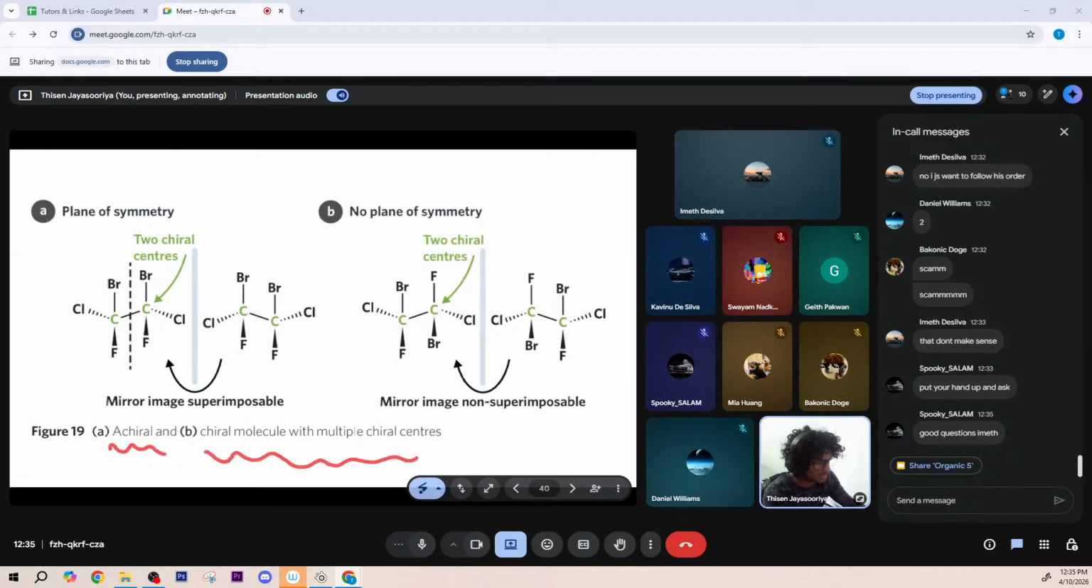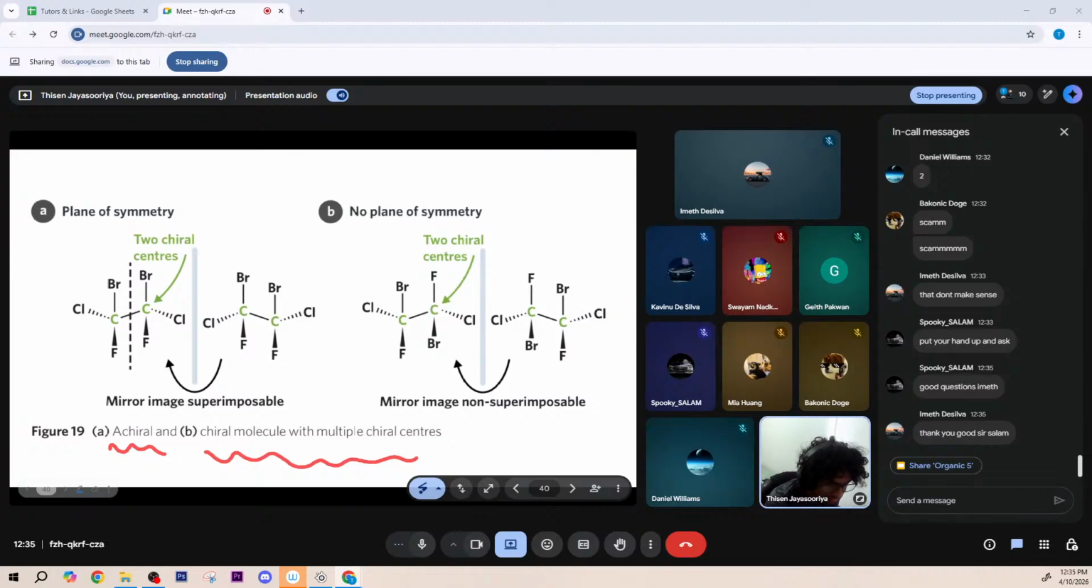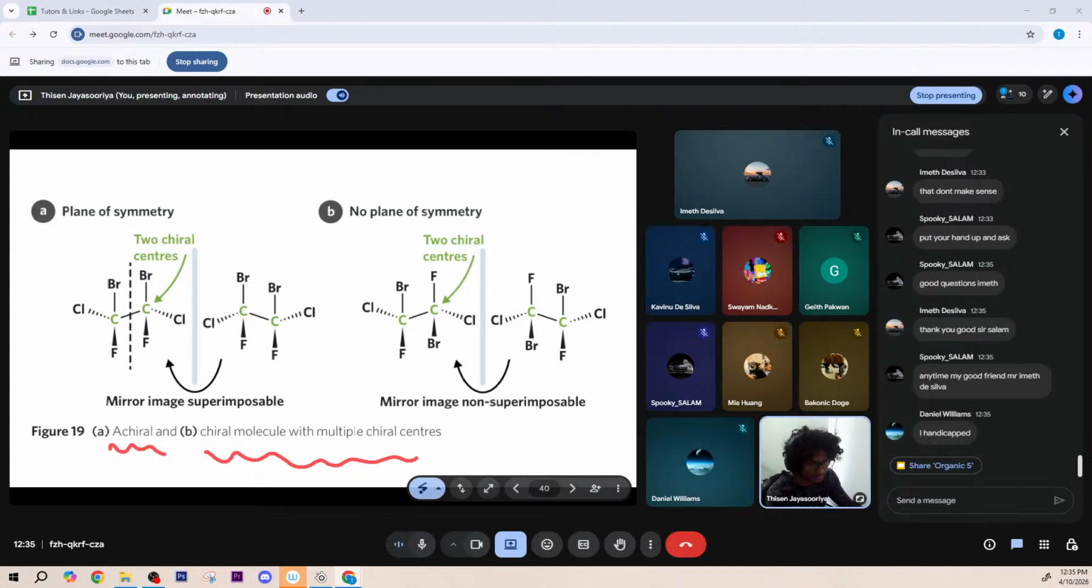So here, does the idea of an achiral carbon make sense? Does an achiral molecule make sense for you guys? Thumbs up for Salam. Anyone else? What about Kavinu, Blessing, Daniel? Okay. So, 8.